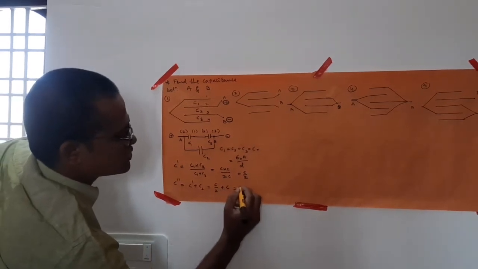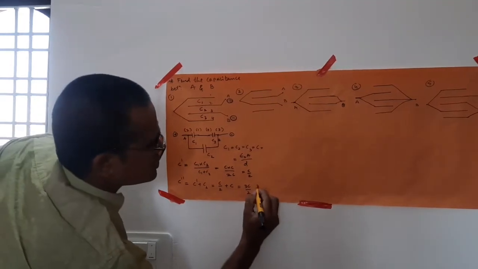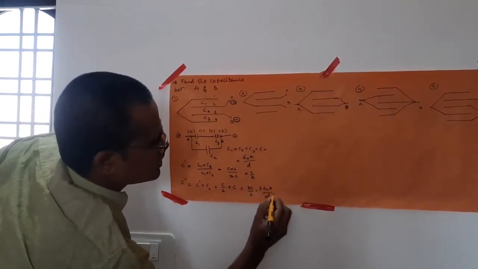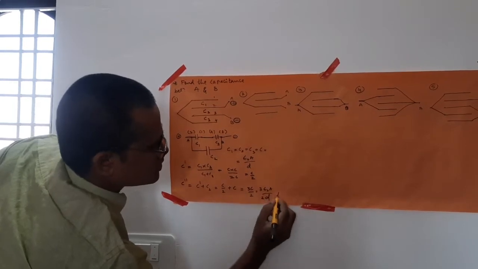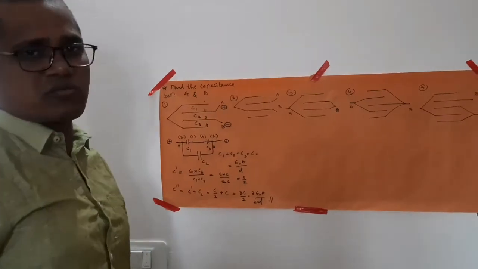Therefore the total effective capacitance between A and B, I call C double dash, equals, in parallel combination, C dash plus C2. C dash is C by 2 plus C2 which is C, then it will be 3C by 2. We know what C is. It will be 3 epsilon naught A by 2d. This is the effective capacitance between A and B.